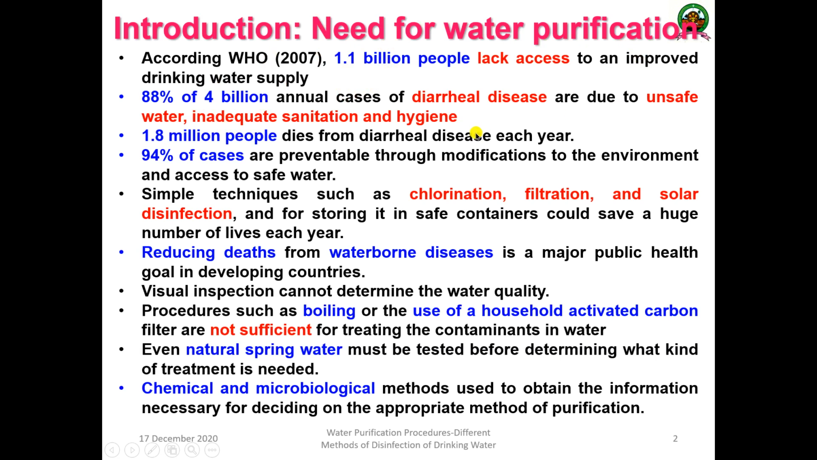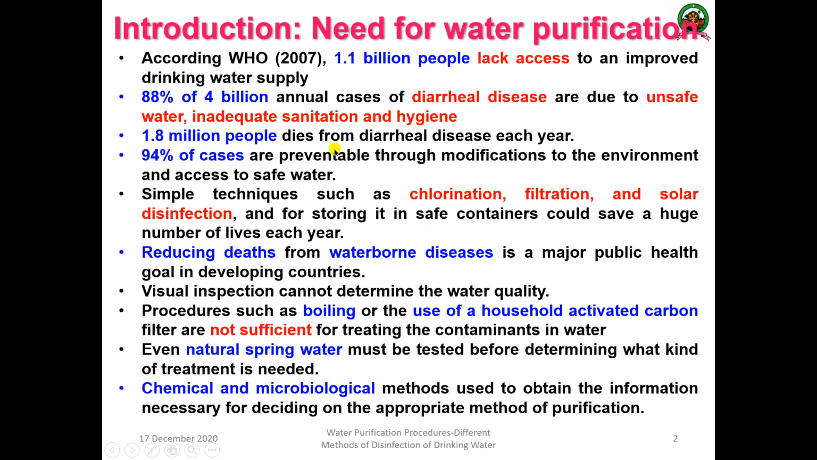According to the World Health Organization, in the reports published in 2007, which is quite old, 1.1 billion people don't have an adequate water facility, especially drinking water supply. Then, 88% of 4 billion annual cases of diarrheal diseases are due to the consumption of unsafe water and inadequate sanitation and hygienic practices that are followed in various societies.